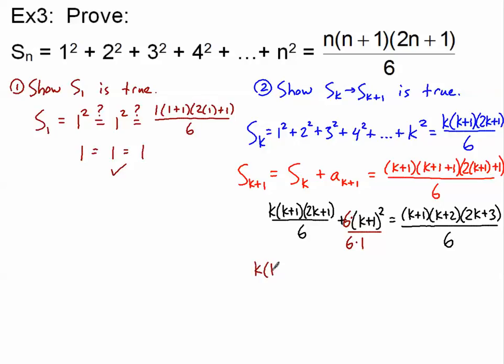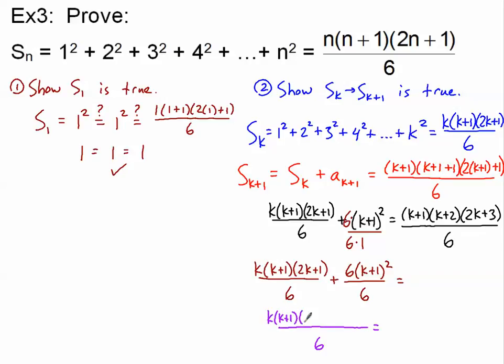We've got the k plus 1. This is some good algebra in this one. Over 6, and this is now 6 times (k plus 1) quantity squared over 6. Okay, so at least now they have the same denominators. And since they have the same denominators, I can combine these two things together all with one denominator. So I've got the k plus 1, the 2k plus 1, plus the 6 and the k plus 1 quantity squared.